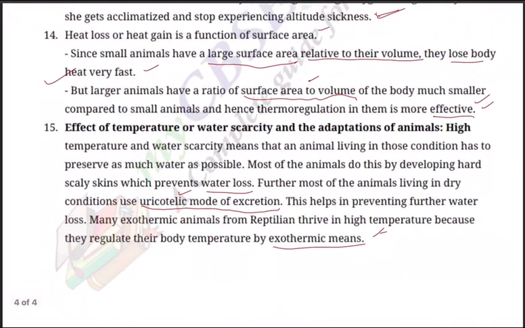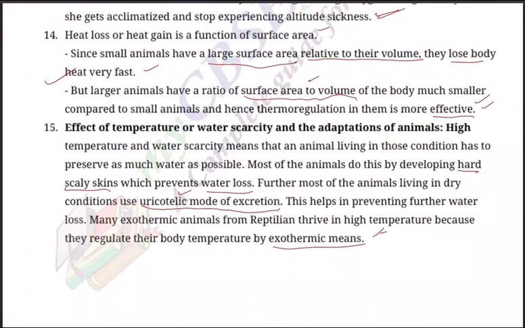And finally, question number 15. Effect of temperature or water scarcity and adaptations of animals. High temperature and water scarcity mean that an animal living in those conditions has to preserve as much water as possible. Naturally, most of the animals do this by developing hard scaly skin. See, look at the adaptation. Hard scaly skin that prevents water loss.